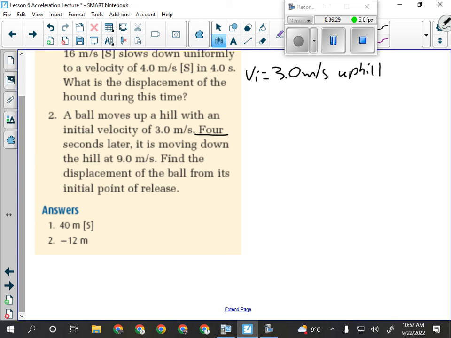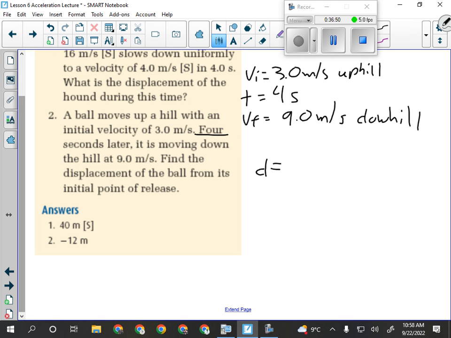So I'm just going to say time equals 4 seconds. And it's moving down the hill after those 4 seconds at 9 meters per second. All right, find the displacement of the ball.